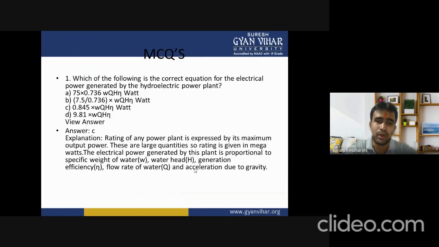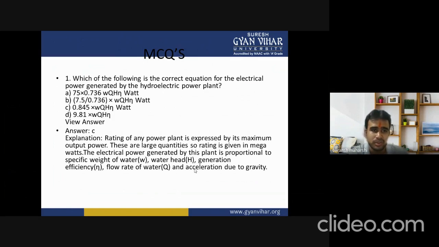Which of the following is the correct equation of the electrical power generated by the hydroelectric power plant? Option A: 75 into 0.736 watt Q hertz watt. Second, 7.50 divided by 0.736 into man watt hertz in watt. Option C: 8.845 into the watt into WQH eta. And the last is 9.81 into watt QH eta.